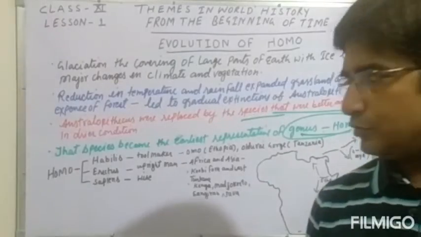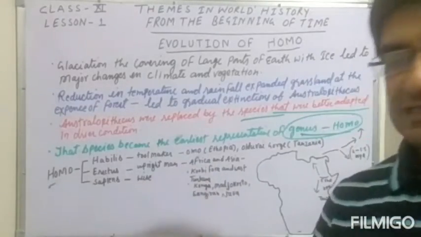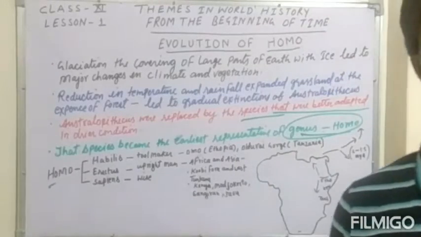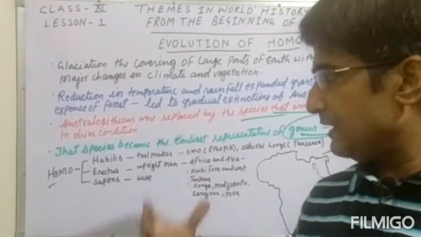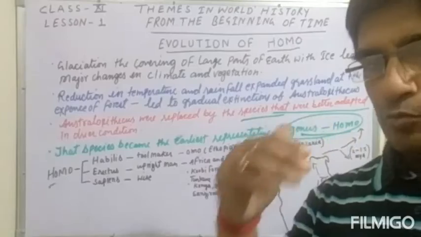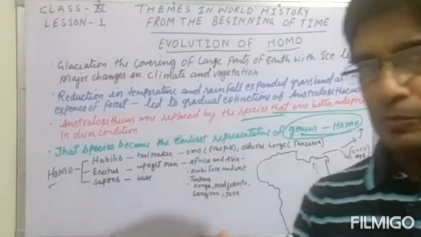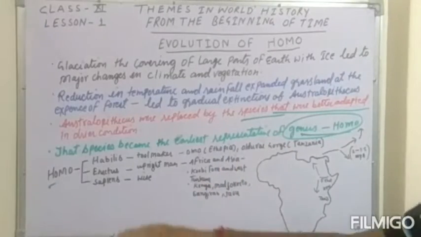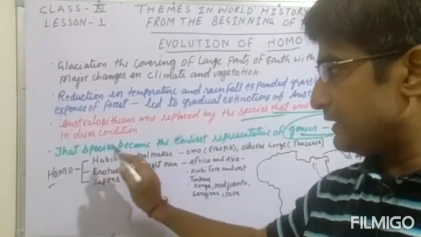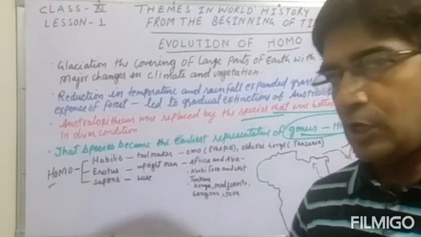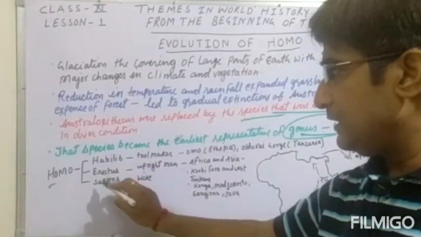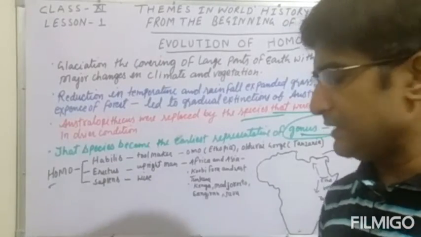We will see what types of Homo have been found. Homo is a Greek word where Homo means man, and that does not mean that there were only men and not women, because it represents the whole Homo community. Homo is derived from the Greek language, where Homo means human, and they were categorized into three parts: Homo habilis, Homo erectus and Homo sapiens.